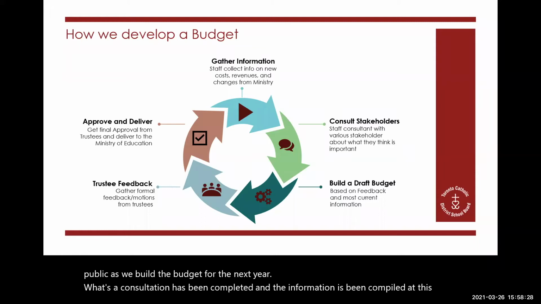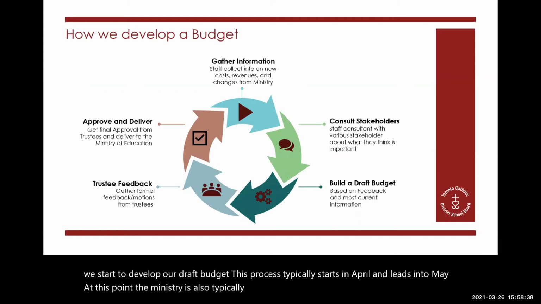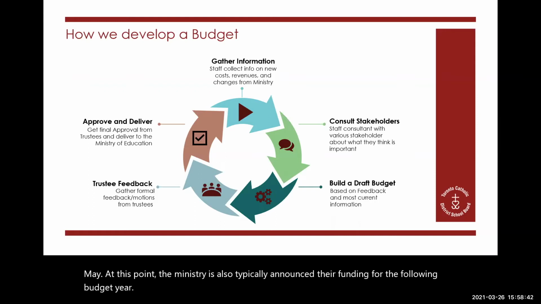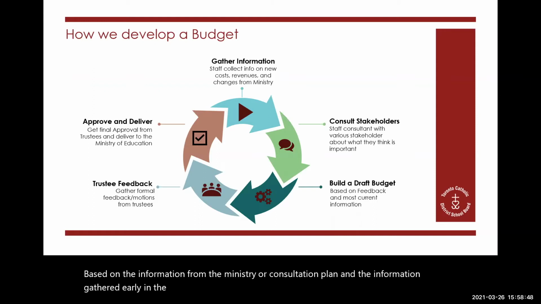Once a consultation has been completed and the information has been compiled, at this point, we start to develop our draft budget. This process typically starts in April and leads into May. At this point, the ministry has also typically announced their funding for the following budget year. Based on the information from the ministry, our consultation plan, and the information gathered early in the process, we start to develop the draft budget to present to the Board of Trustees in May.